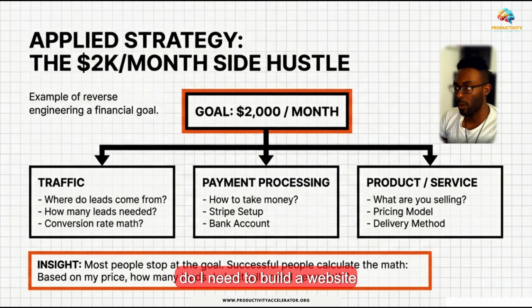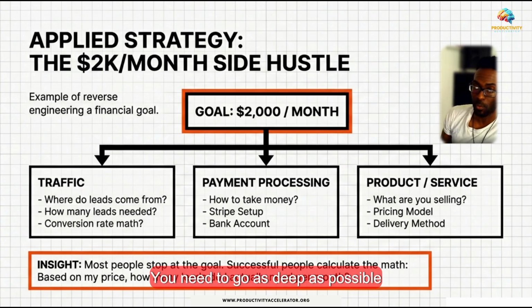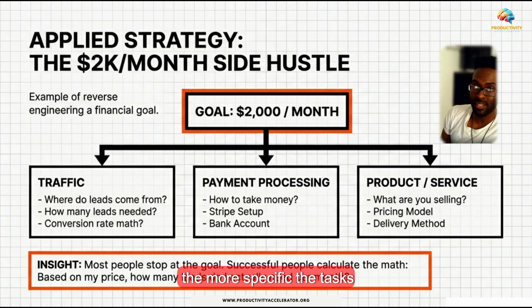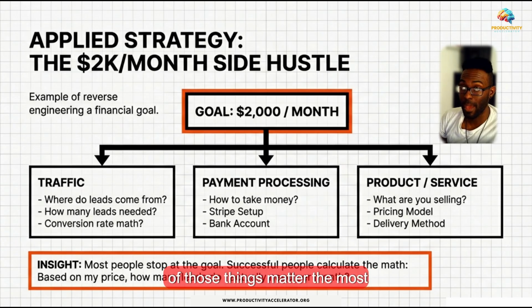Website. Do I need to build a website? Do I need certain landing pages? Do I need a payment processing system? Do I need to set up my Stripe? You need to go as deep as possible. The deeper and the simpler and the more specific the tasks, the better you'll be. So that's what it means when I say prioritize. Then you need to figure out which of those things matter the most.